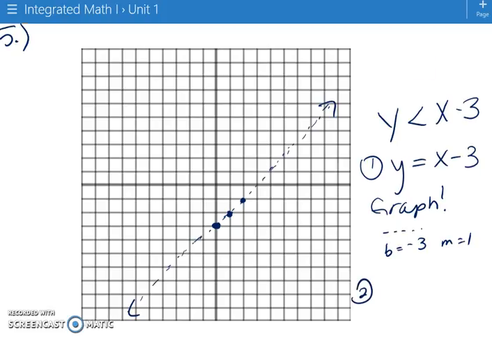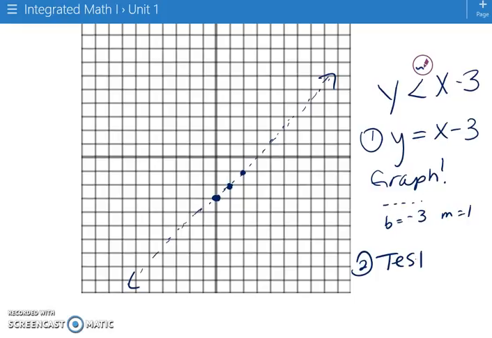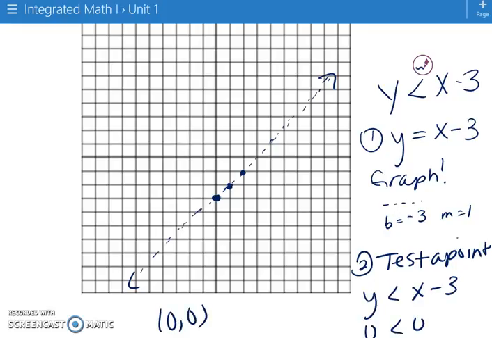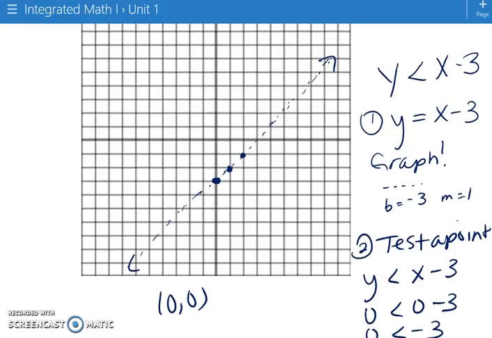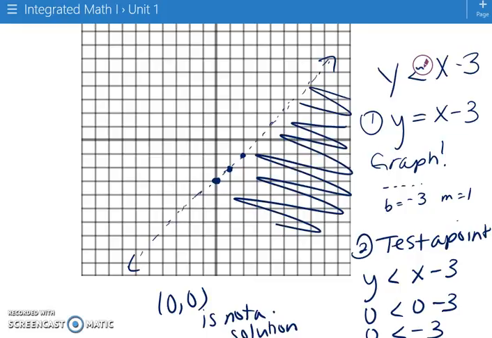Second step is to test a point so we can figure out which side to graph. You're going to test it into the original given inequality. I'm going to test the point (0, 0) because it's the easiest to plug in. So when I plug in (0, 0), it tells me that 0 is less than -3. I know that that is not true. Therefore, (0, 0) is not a solution, which means I don't want to shade the side with (0, 0). I'm going to shade the side without it. So that would be my inequality.